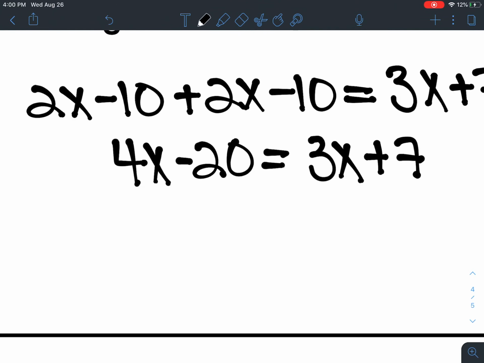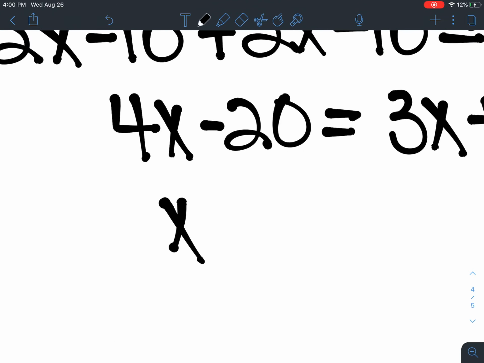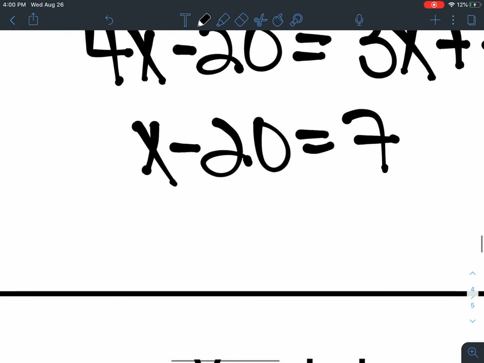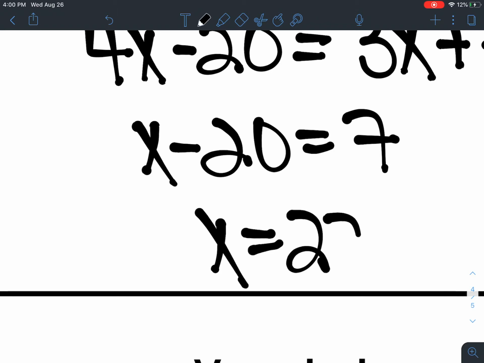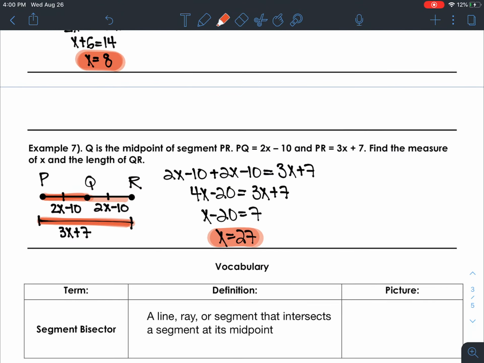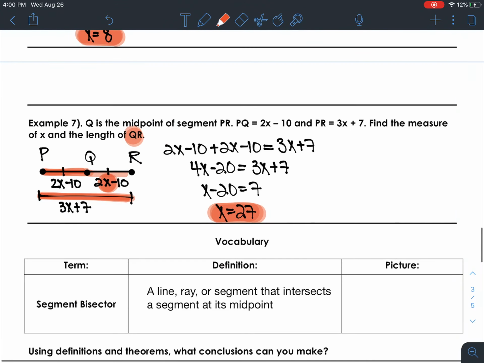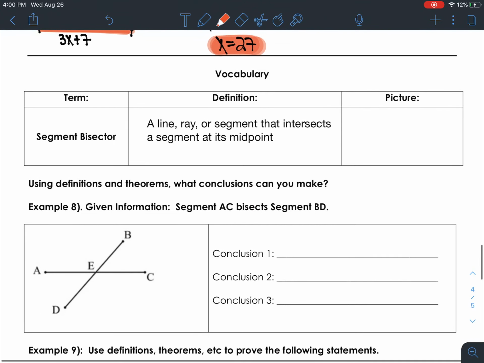And then solving, I'm going to subtract the 3x over, so I'm going to get x minus 20 is equal to 7. Add the 20 over, x is equal to 27. And that right there is my final answer, okay? Now, it says to find the length of QR, but for time purposes, we're not, because you could just take that 27 and plug it into that QR right there, all right? Time purposes, we're just going to move along, okay?